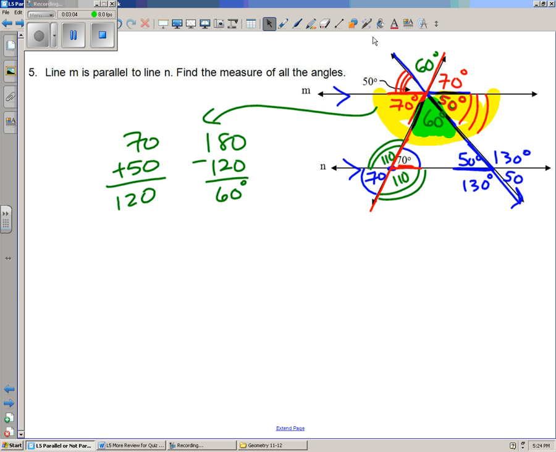And if you struggle with this problem, please don't worry. This was a hard problem. We did not really model one like this in class.